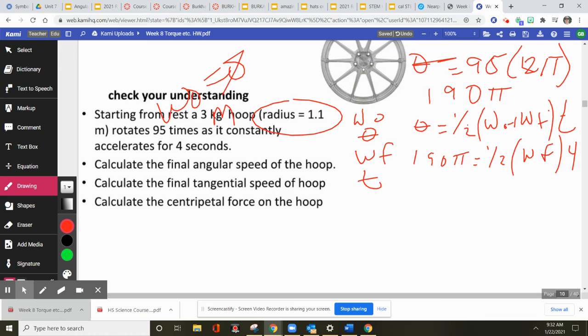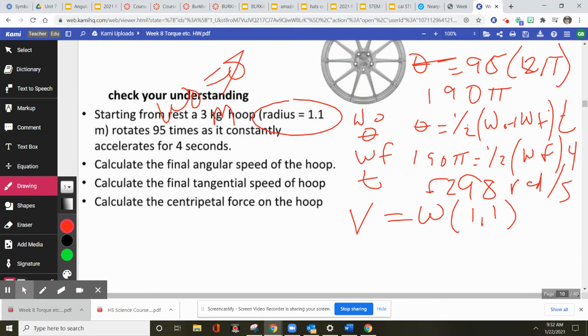190 times pi. I always like to multiply the pi out because I'm a physics teacher. Then that would be divided by 2 because 4 times 1/2 is 2. So I get 298 radians per second. And then the tangential speed would be that times 1.1, the radius.